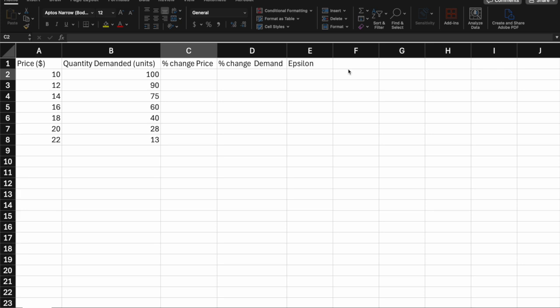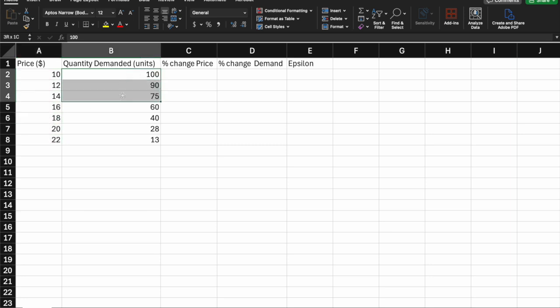Okay, here we have a price and demand schedule for some good. So along here we have incremental increases in the price by $2, and then we can see how the demand for those units changes as the price goes up. So what we want to do here is know for each change in the price, how much does demand change? And to do this, we're going to calculate the price elasticity of demand. How elastic is demand relative to the price?